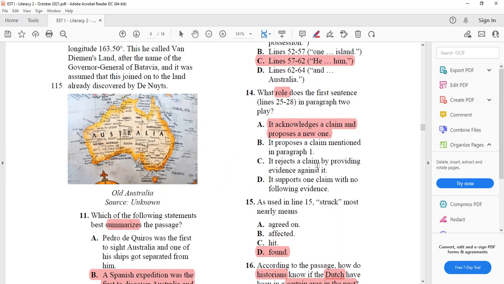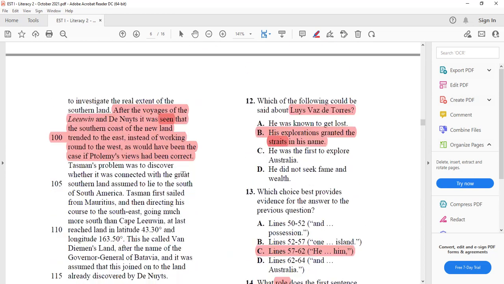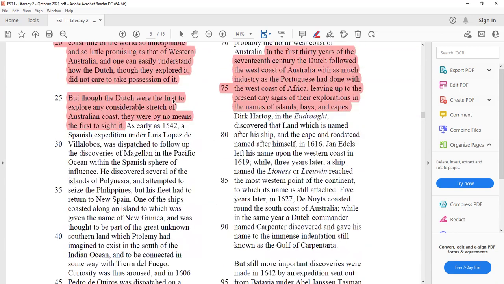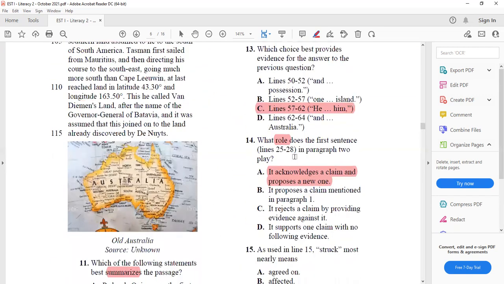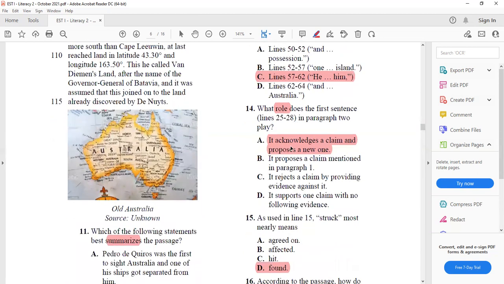It rejects a claim by providing evidence. No, it doesn't reject anything. It supports one claim with no following evidence. No, there is evidence here after it, and you are going to find that he mentioned a date. This is evidence. So the answer, because it consists of two sentences, one supports the previous paragraph and one will propose a new claim, is going to be A. Clear, Abdullah?